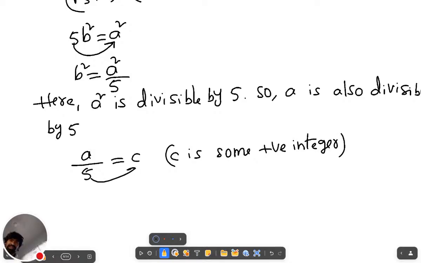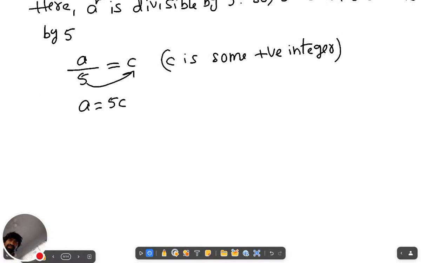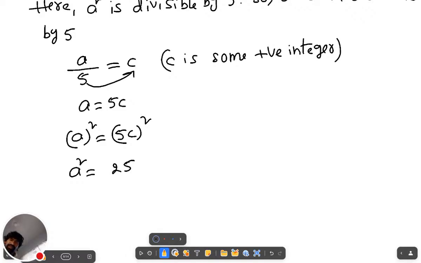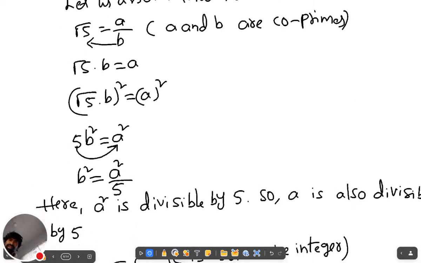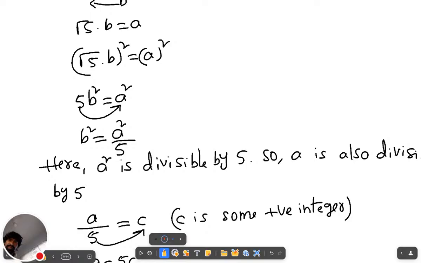Now send this 5 to the right side. Now a is equal to 5c. So now again squaring on both the sides: a square on the left side, and on the right side, 5c whole square. a square is a square, 5 square is 25, c square is c square. But what is the a square value? In place of a square, we have got a square is equal to 5b square. So in place of a square, you can write 5b square.